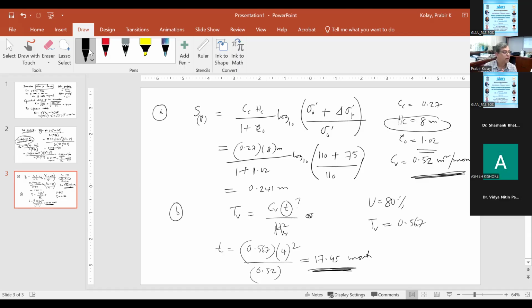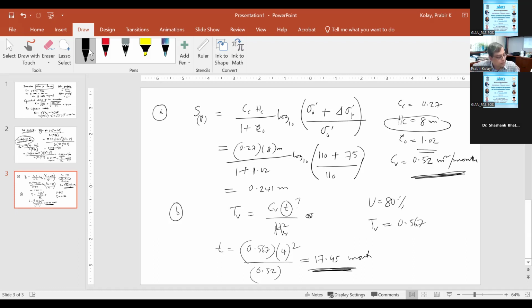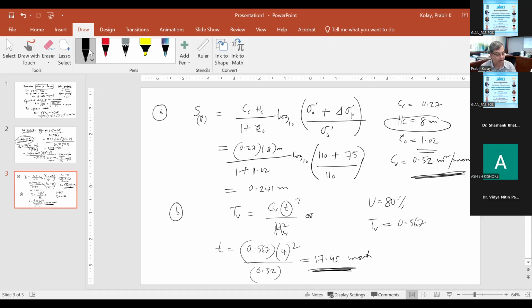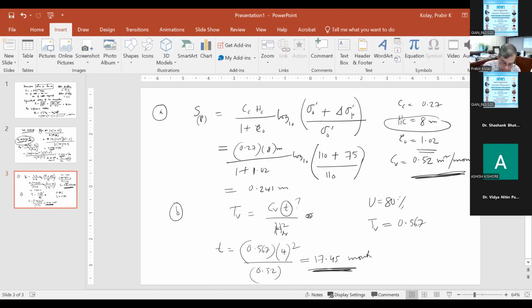The third problem is, if the temporary surcharge will be allowed to eliminate the entire primary consolidation settlement in 12 months by the pre-compression technique, then how much is the load you need to add? Okay, so that all the primary consolidation is going to occur. Okay, so insert here.